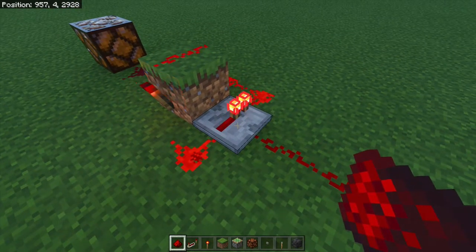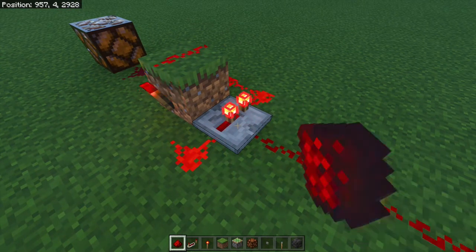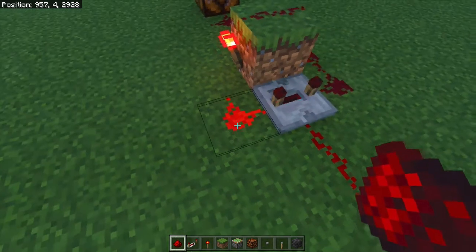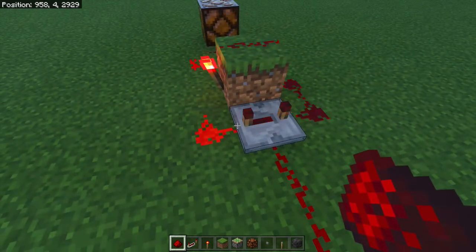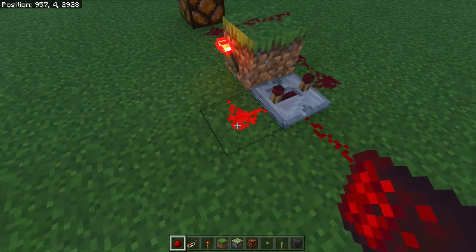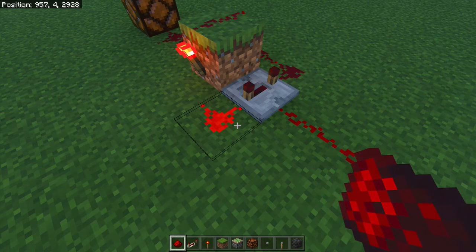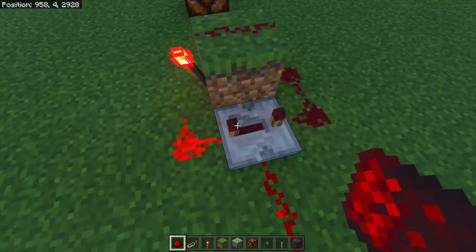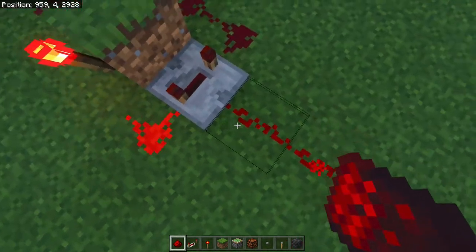Notice that it goes back and forth and blinks here because I have sort of an unstable circuit. I've added a delay so that it's not quite so fast. If you have a circuit that's unstable and blinks really quickly, then the game sort of assumes that it's a mistake and turns everything off. But if it's slower, it allows it.